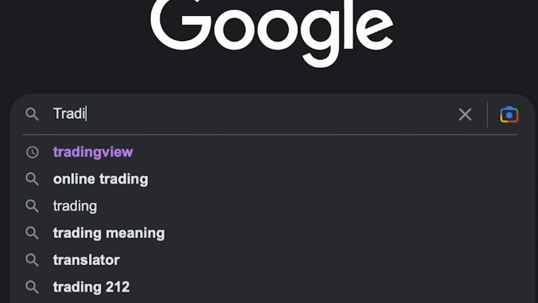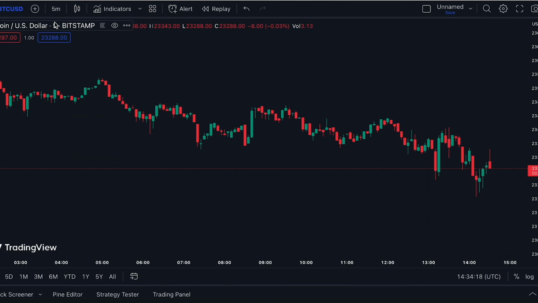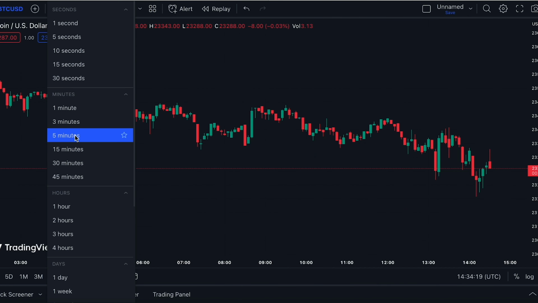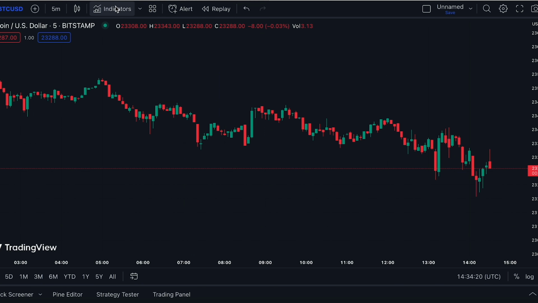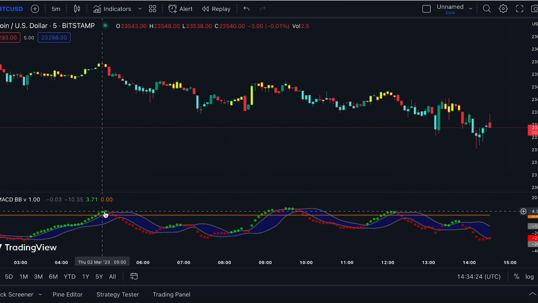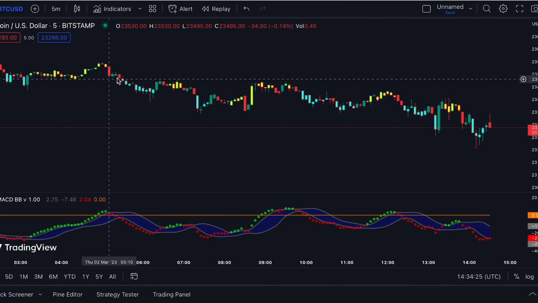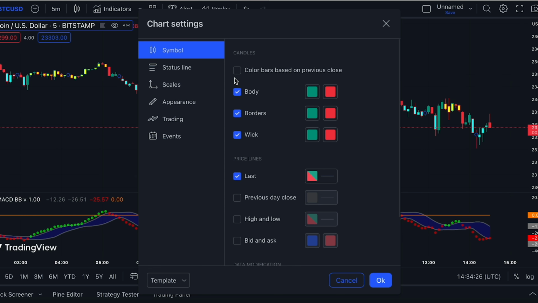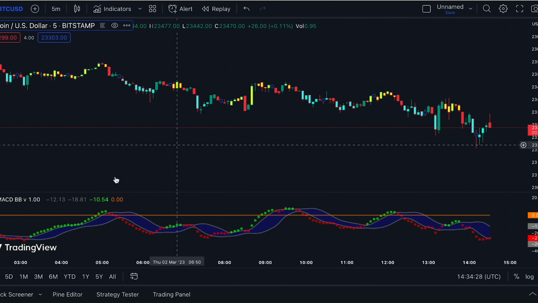First, let's go to TradingView. I will demonstrate the strategy over a 5-minute period. Let's now include the indicator on the chart. The enhanced MACD indicator will first be added to the display. Look for the AK MACD indicator under the indicator search option. Choose the indicator and add it to the display.